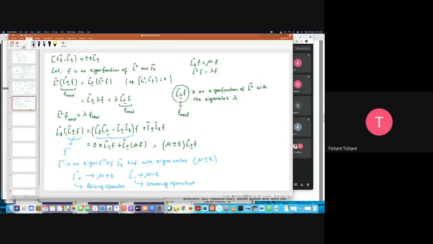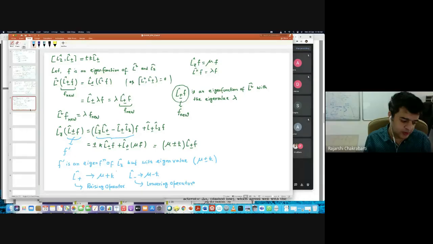So here we are raising angular momentum. If we apply L plus on a function, it will give us a function with angular momentum plus h cross, right? Yes, you're right. It will raise the angular momentum; the value will be one unit higher.